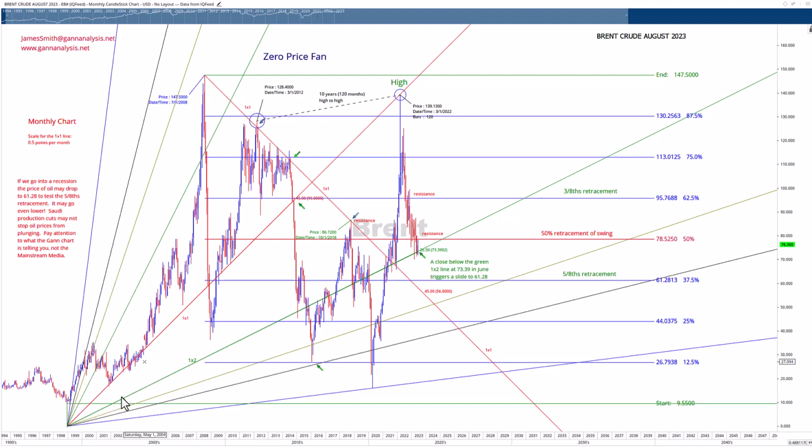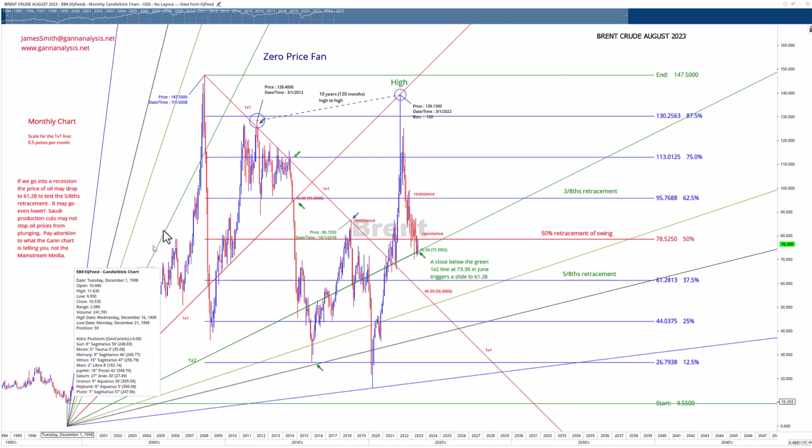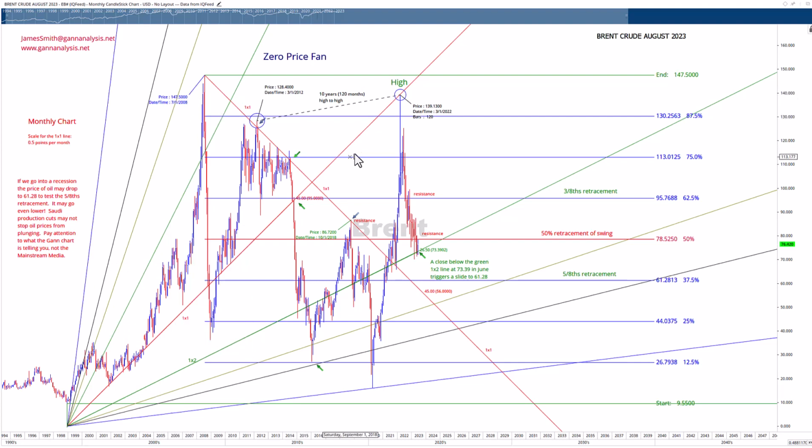So going all the way back to the 1998 low, we took our Gann fan and drew it up from zero instead of drawing it up from the low. So sometimes you would draw it up from the low or down from high, but in this case we did it from zero. Now, since this gave us the high, we've seen this huge sell-off.